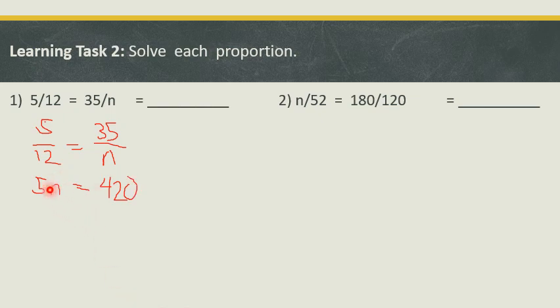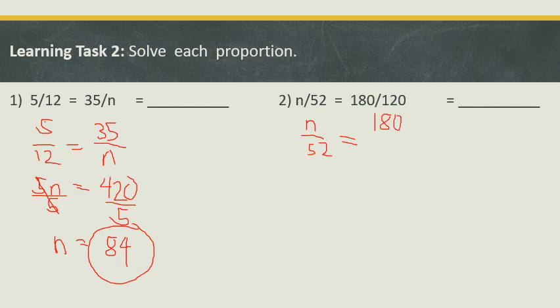So, anong gagawin para matanggal yung 5? Divide natin both sides sa katabi ng n. So, anong katabi ng n? 5. So, divide lang natin sa 5. Matitira dito ay n. Then, 420 divided by 5 is 84. So, ibig sabihin, ang answer dito ay 84.